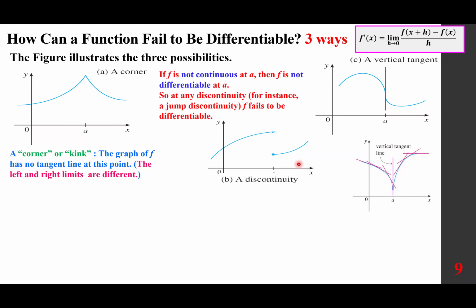Of course, it's impossible to come up with a tangent line when there's a discontinuity. If f is not continuous at a, then f is not differentiable at a. So at any discontinuity, for instance, a jump discontinuity, f fails to be differentiable.